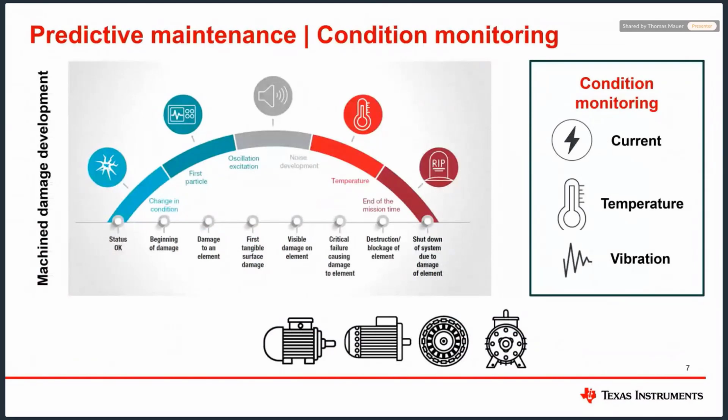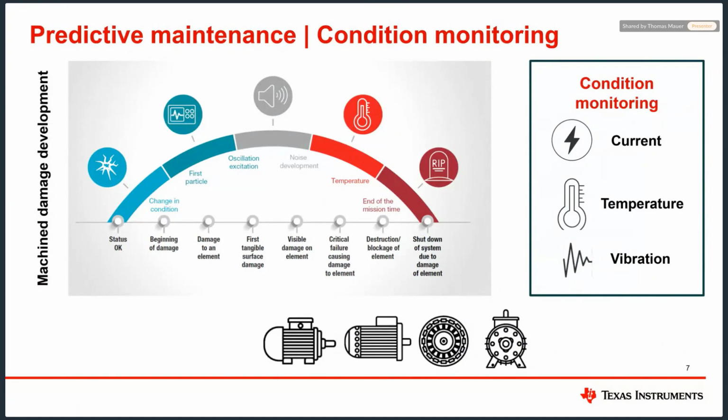So let's look at predictive maintenance in the example of condition monitoring. I think I mentioned this in the introduction. When you're doing condition monitoring, there are 3 items that you can measure. The first item is the current of a motor. The second item is the temperature, and the third item is the vibration. Using all of these 3 components, you can identify if a machinery breaks.